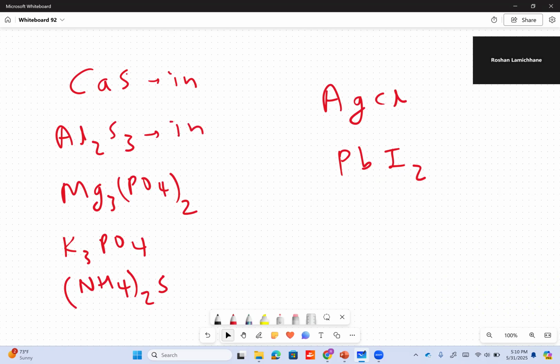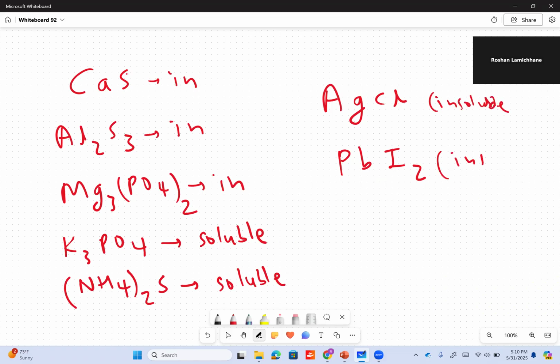Al2S3 is going to be insoluble. This is my sulfide. This is my phosphate, insoluble in water. This phosphate, on the other hand, is soluble in water. Ammonium sulfide, sorry, not sulfate, ammonium sulfide is soluble in water. AgCl is insoluble in water. And finally, PbI2 is also insoluble in water.